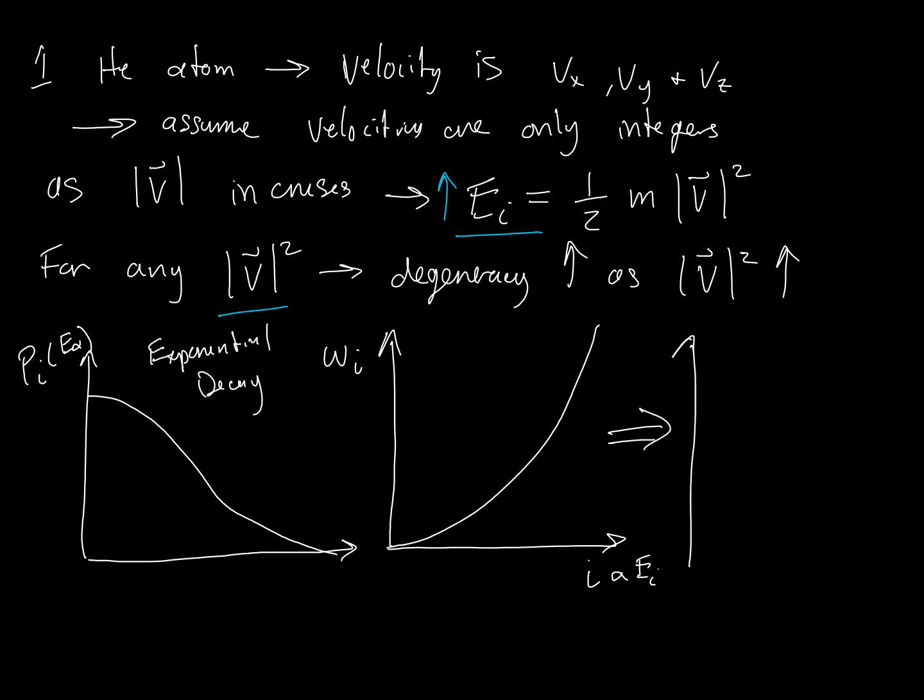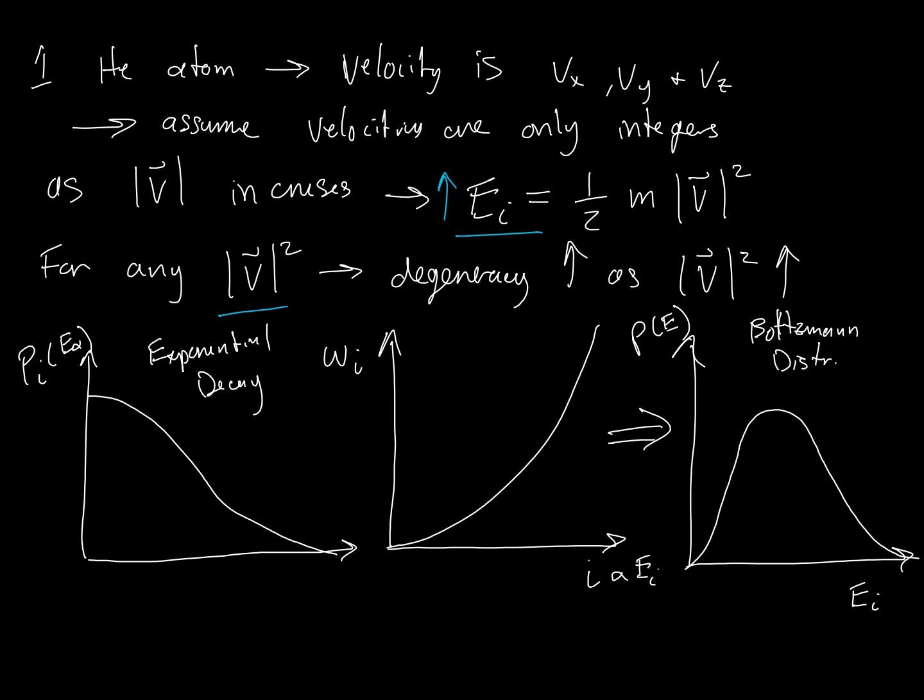And so when we combine the two, you get some probability distribution. And this is the Boltzmann distribution, also called the Maxwell-Boltzmann distribution.